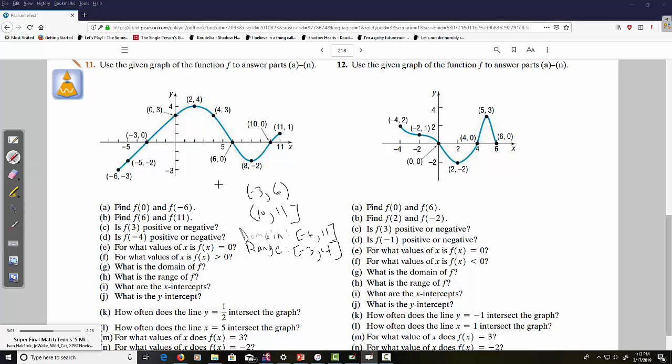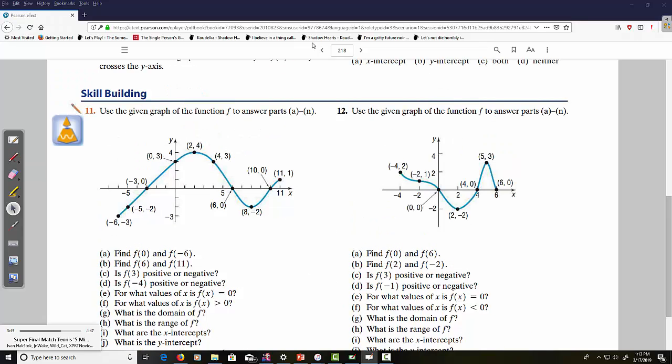For what values of x does f of x equal 3? Well, y equals 3 when x equals 4 or x equals 0. Right there. Those are where y is 3. What values of x does f of x equal -2? Well, -2 here, -5, and at 8.